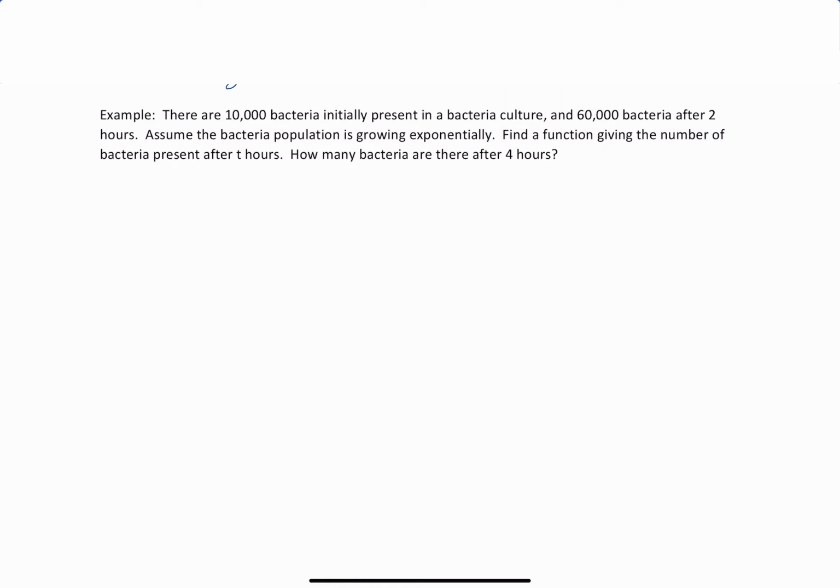Where you want to start with a problem like this is as soon as you see the words growing exponentially, that tells you that we're dealing with a function of the form Q of t, quantity at time t, is the initial quantity, Q sub 0, times e to the kt. Okay, so growing exponentially means this. Now, then it says find a function giving the number of bacteria present after t hours. Well, don't we have that? We do sort of, except that there's constants we haven't filled in.